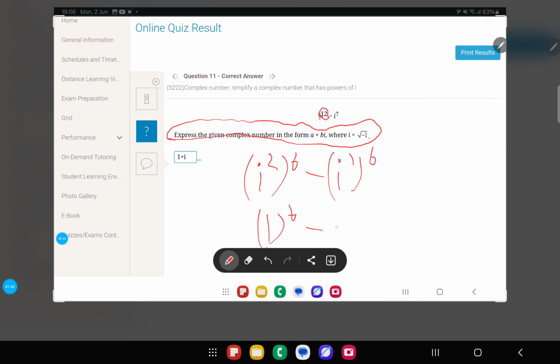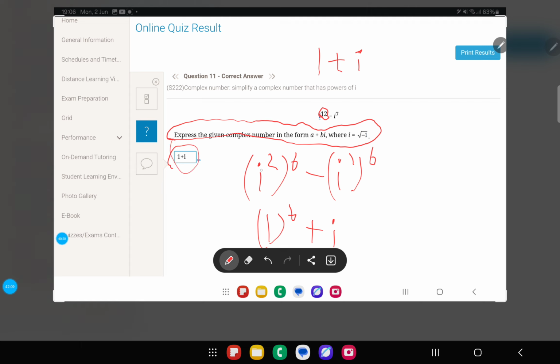What we're gonna put here is i. Since it's just i to the power of 1, it's just i, right? So 1 to the power of 6 is just 1, and i, since it's even, it's going to be positive. So you make it 1 plus i. That's it. This is in standard form. Okay?